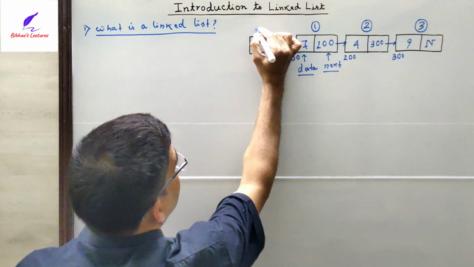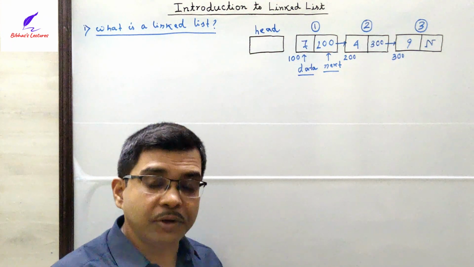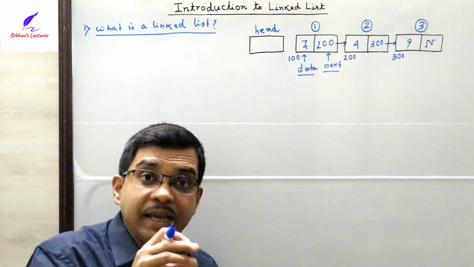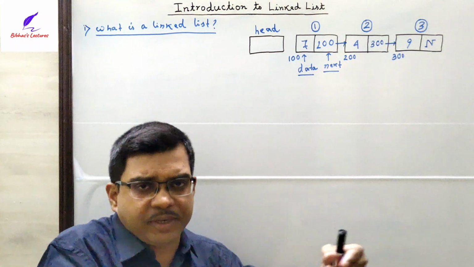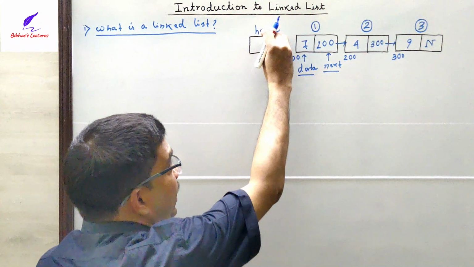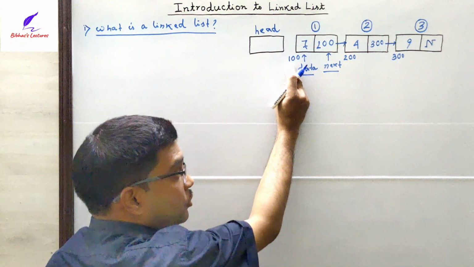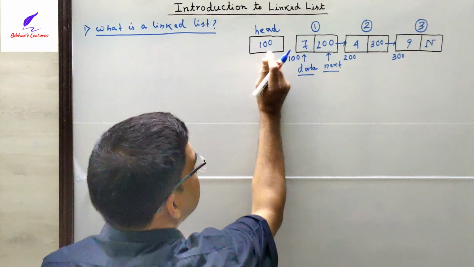Now this is the head. Actually this is a pointer. Now what will head contain? Head will contain the address of the first node of the linked list. Whatever the size of the linked list, it may contain 2 nodes or 200 nodes, irrespective of that, head will always contain the address of the first node. So what is the address of the first node here? It is 100. So head will contain 100.